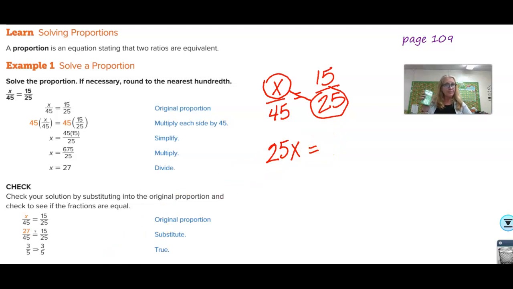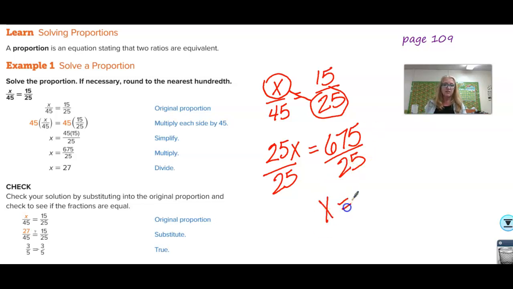Okay, so now I have my calculator. I should have known I was going to need this. All right, 15 times 45 is 675. Now, the only thing we have left to do is to get x by itself, so we just divide both sides by 25. And 675 divided by 25 is 27. So x is 27. See, I got the same result they did, but I got it in way fewer steps.